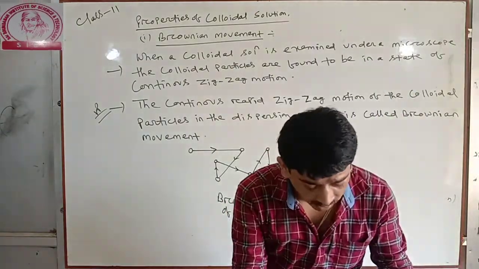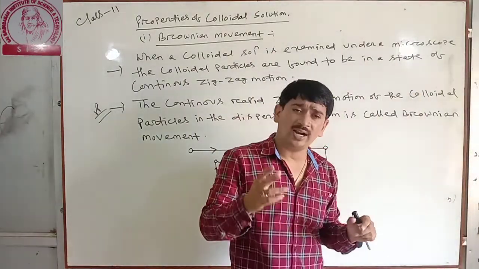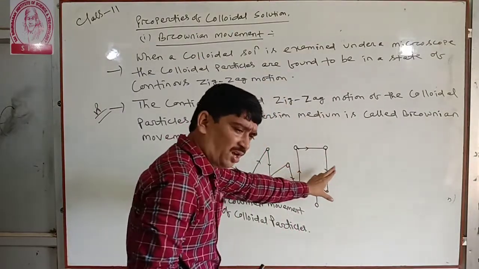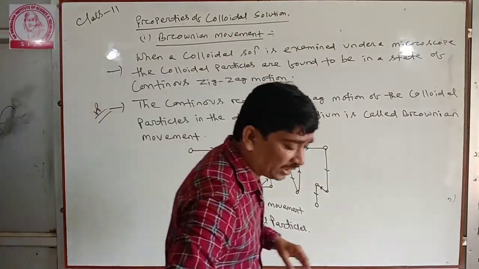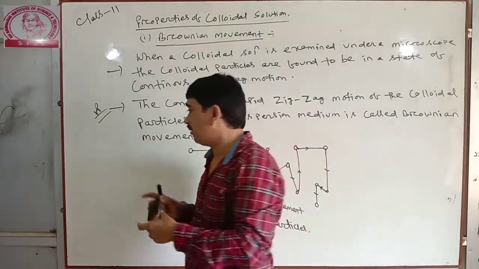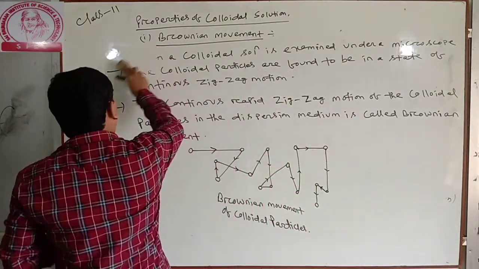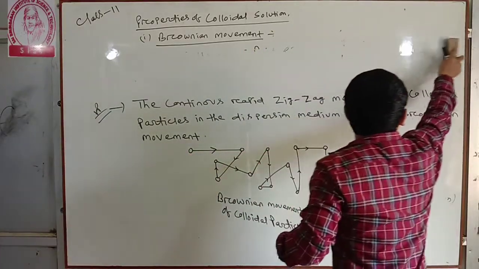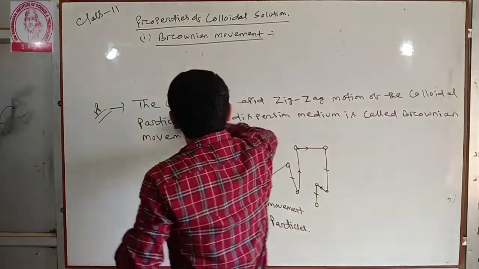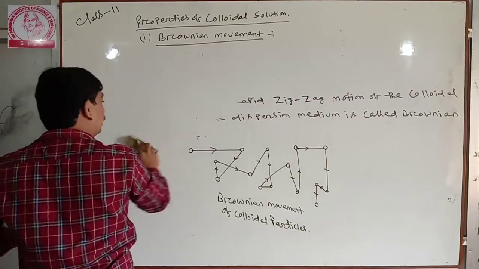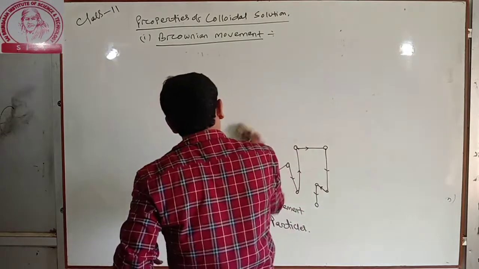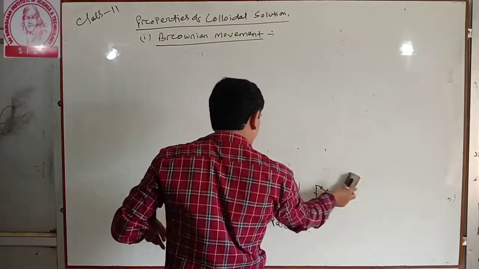Clear? So, what is the cause of Brownian movement? First two lines, next this figure, next another line: the cause of Brownian movement.